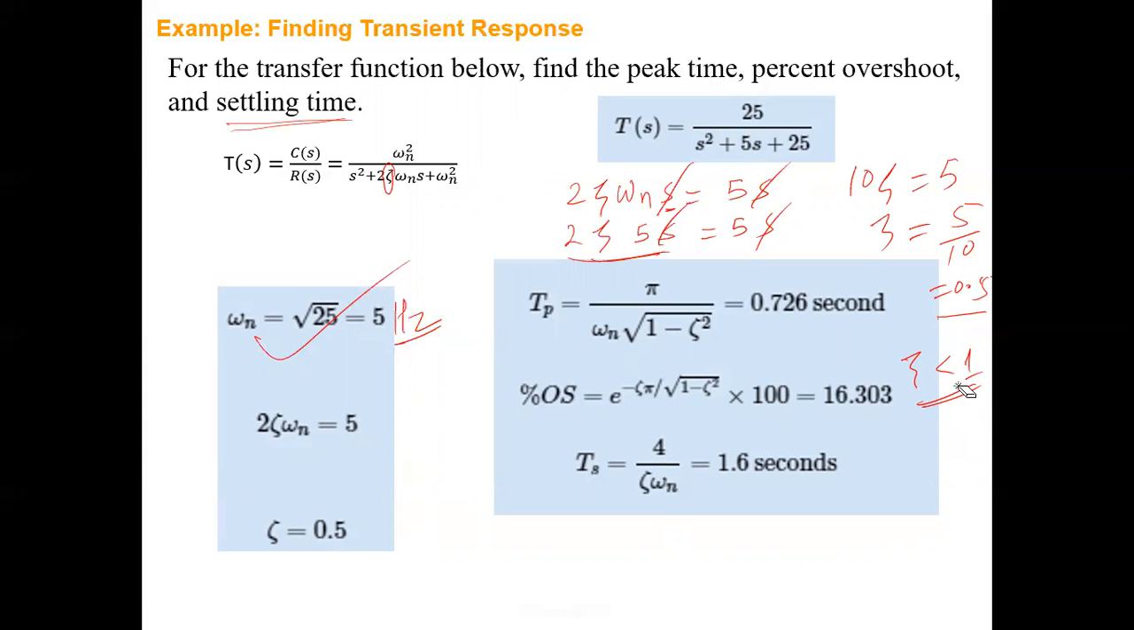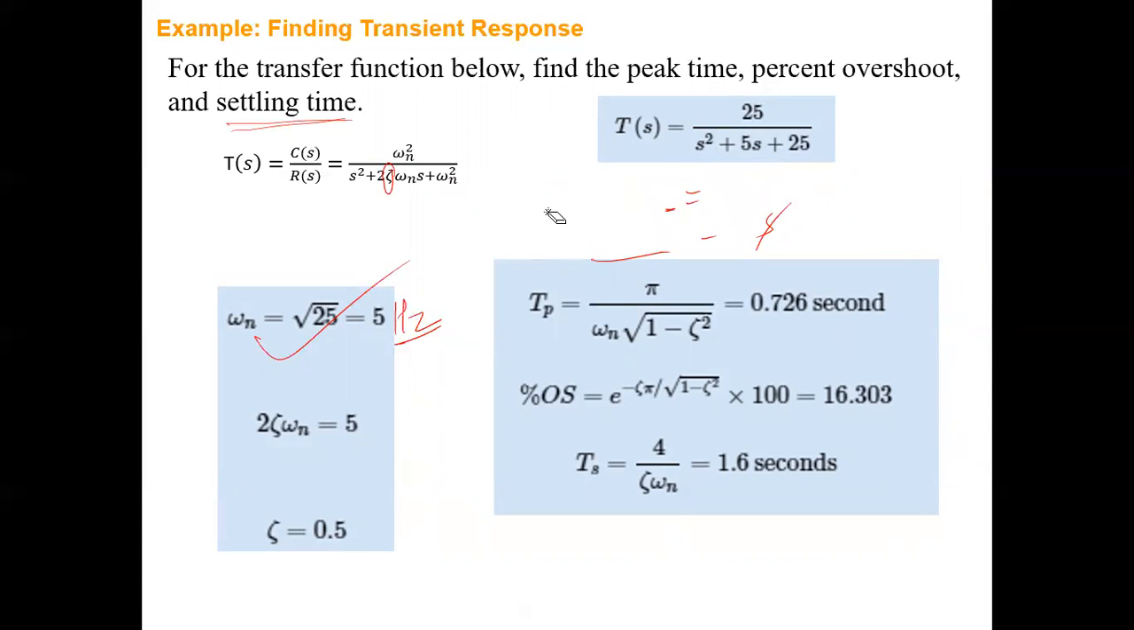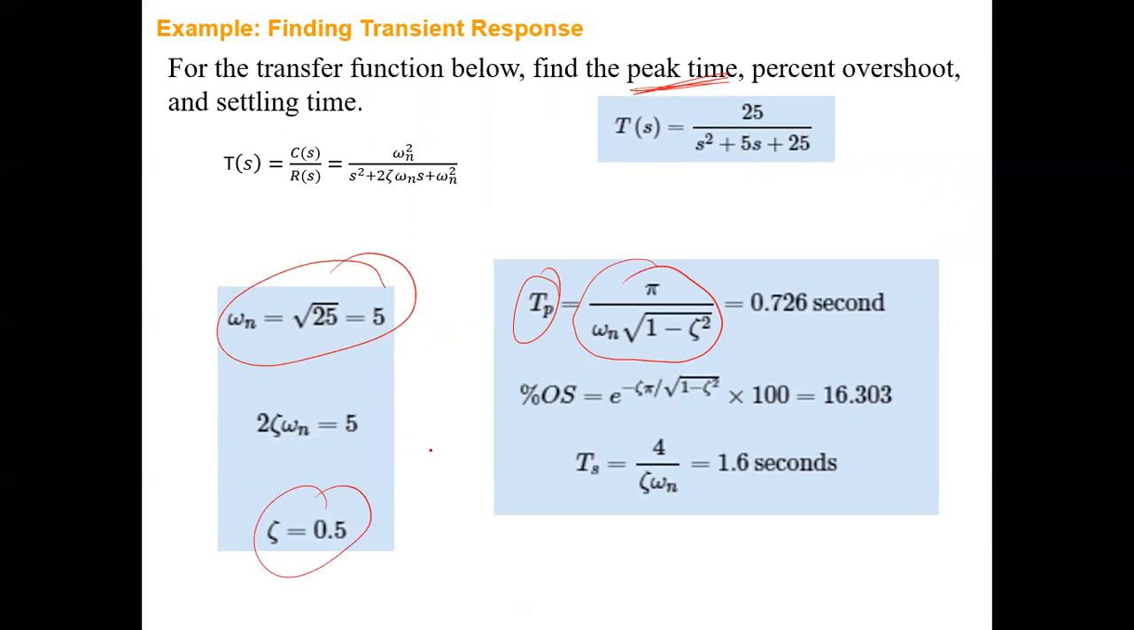Underdamped system, right? Now, after you know zeta and omega, can you figure out TP? That's your goal, the peak time. TP, what is the formula? As we derived earlier, this is your formula. Just plug in the value of omega, which is 5, and zeta equals 0.5. Then pi is 3.14. So then you get this much. If you calculate this, you'll get this.